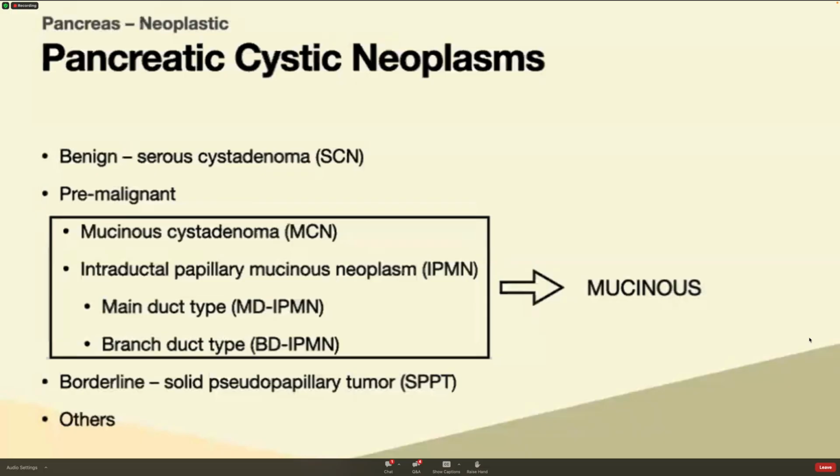So these are the common pancreatic cystic neoplasms. We have the serous cystadenoma, the SCN, which is benign. Then for our pre-malignant neoplasms, these are the mucinous cystic neoplasms. We have the MCN, mucinous cystadenoma, and the IPMN, intraductal papillary mucinous neoplasm. Then for the cystic neoplasm with low-grade malignancy, we have the solid pseudopapillary tumor.